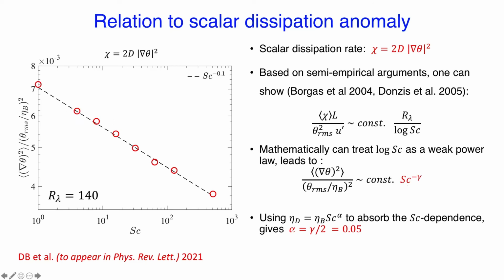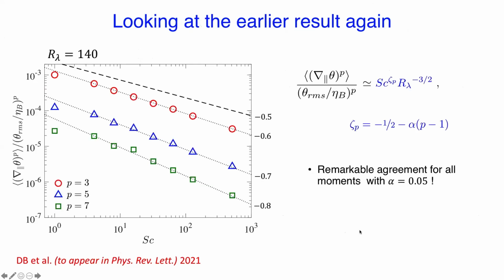So the second moment normalized by this quantity is shown here, and we can see that it follows a power law extremely well with the exponent of minus 0.1, which gives this alpha correction to be 0.05. And if we go back to the earlier result, and plug in alpha equal to 0.05 in this expression that we had derived, then remarkably, we get exactly the power laws that were fitting these moments. So it leads to a really good agreement with the theory.